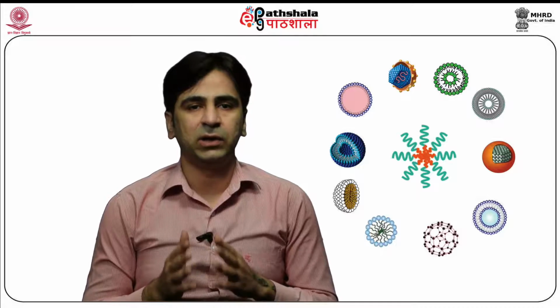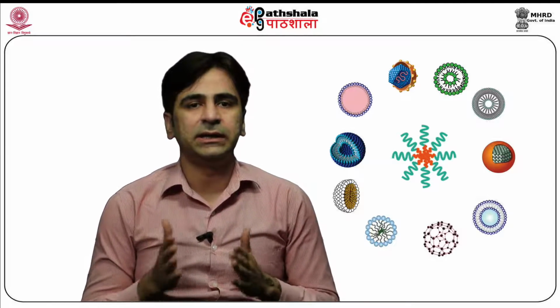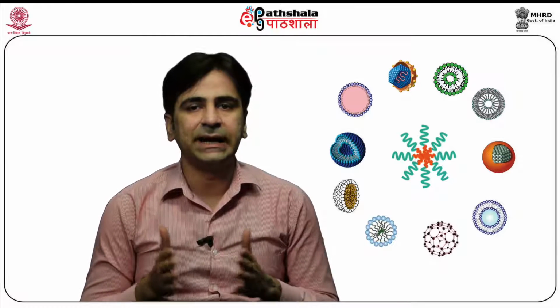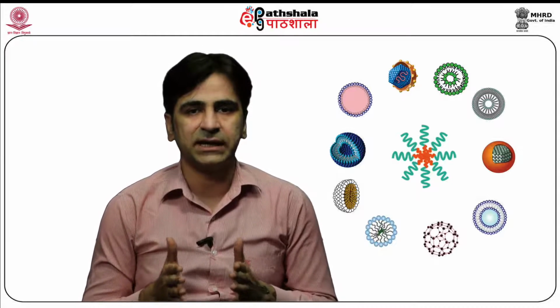Dendrimers are unimolecular monodisperse micellar nanostructures around 20 nanometer in size with a well-defined, regularly branched symmetrical structure and a high density of functional end groups at their periphery.